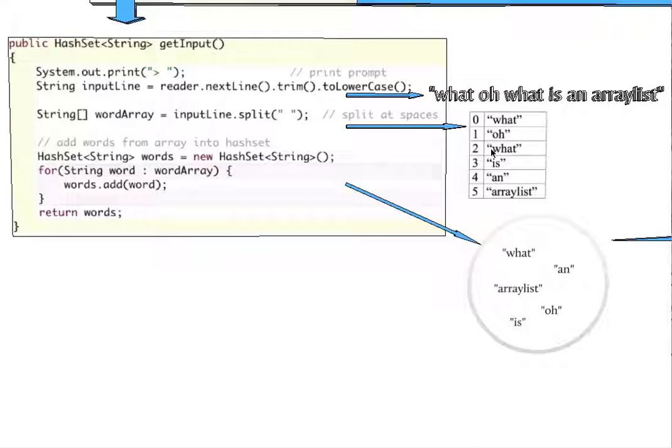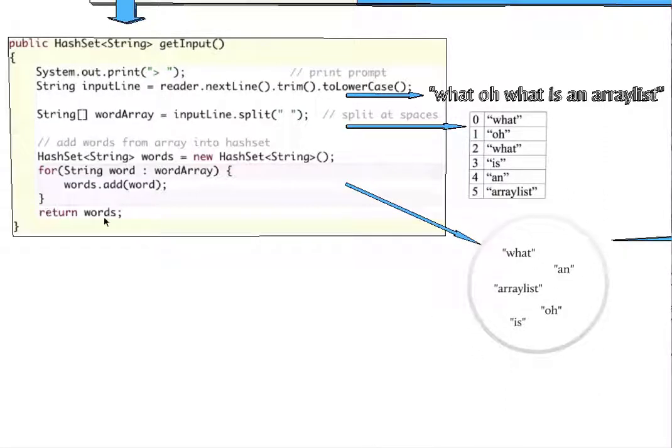A key quality of hash sets is that you can only have one copy of a value. All values in the set must be unique. So when the second "what" is attempted to be added to the hash set, it in effect clobbers the first. But we only have one "what" there. That's the rule. And then "the", "is", and "the" and "array list". So those are all added to the hash set.